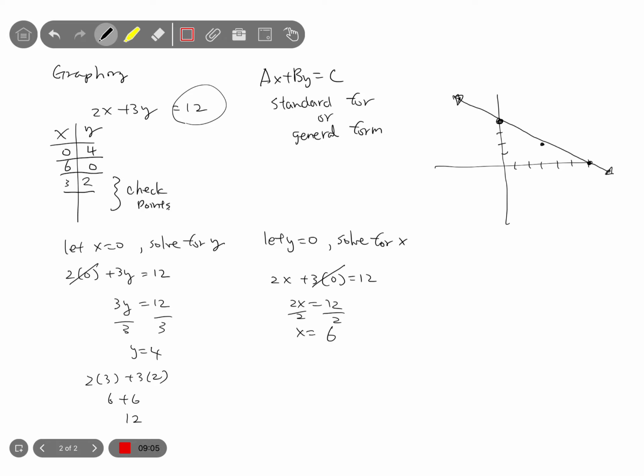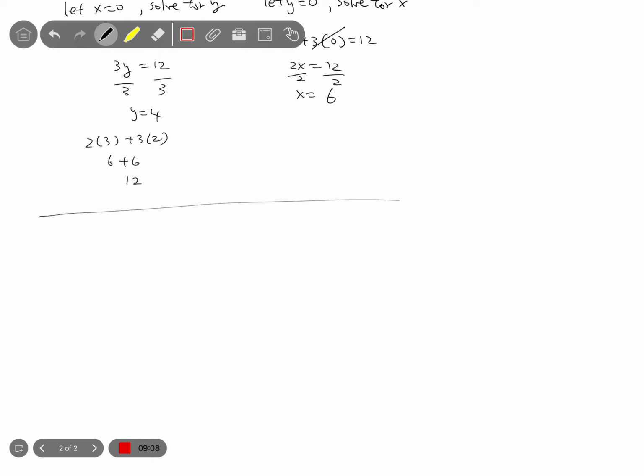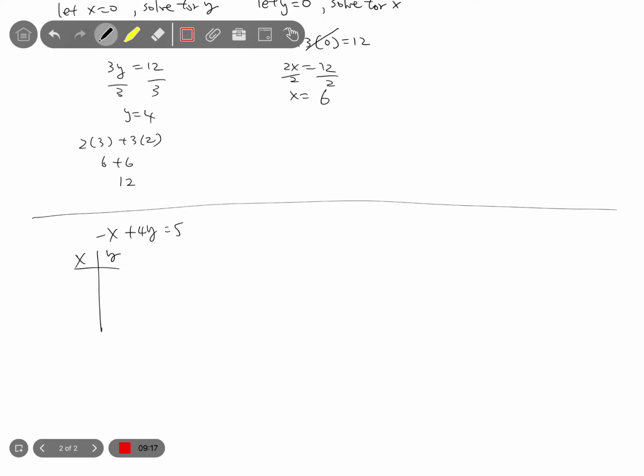All right, so let's go ahead and try another one. So this time we're going to do negative x plus 4y equals 5. And again, let's use our table. Okay, so again, use 0 and 0. Now, this time I gave the class a hint. Because if you try to plug in 0 for x, you get negative 0 plus 4y equals 5, which means 4y equals 5. And you divide by 4 on both sides, you get y equals 5/4 or 1.25.